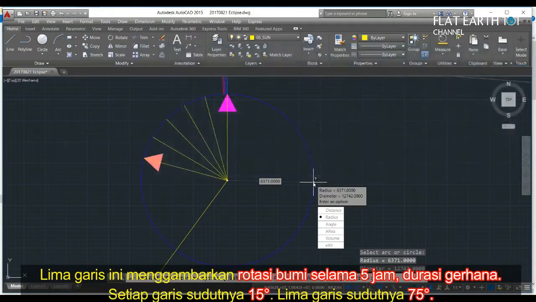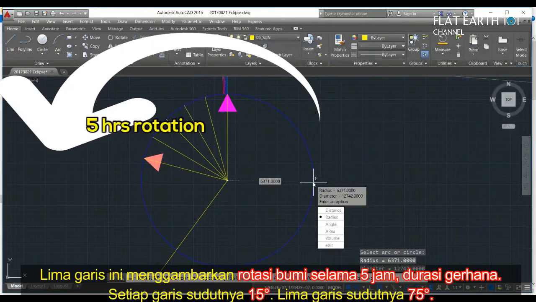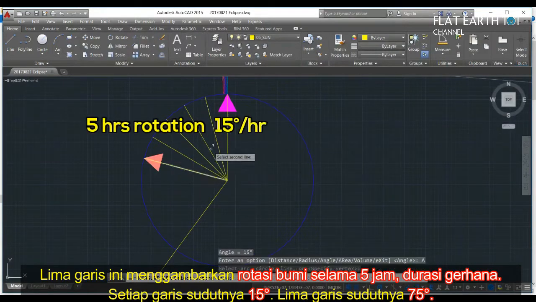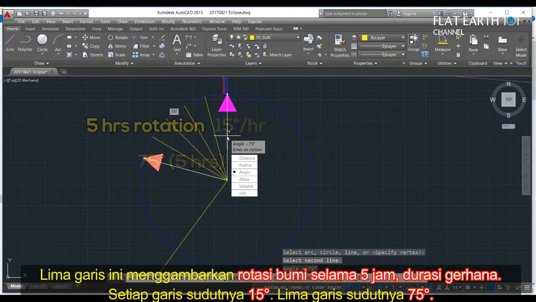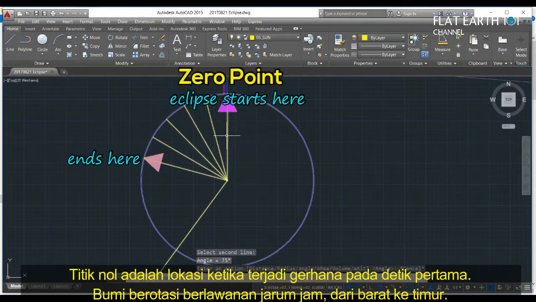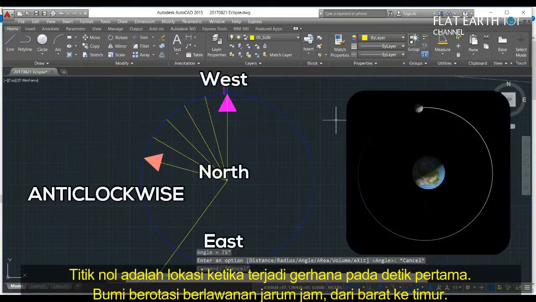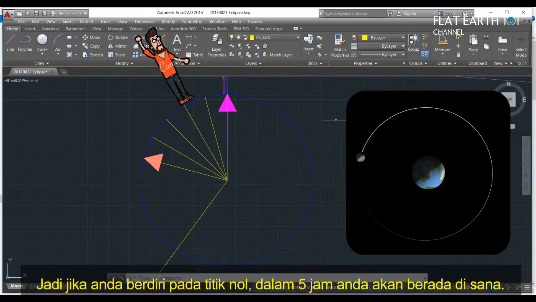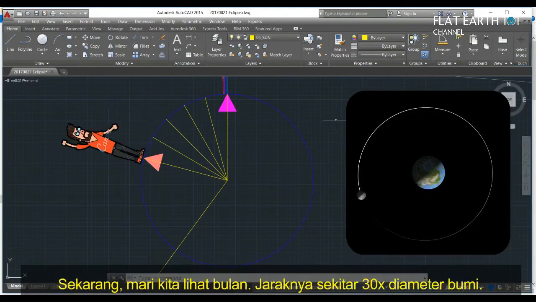These 5 lines represent the Earth's rotation for 5 hours, the eclipse duration. Each line represents 15 degrees. 5 lines equal to 75 degrees. The 0 point represents the first second of the eclipse. The Earth rotates anticlockwise from west to east. So if you are standing over here at 0 point, in 5 hours you will be over there. Now let's go to the Moon.